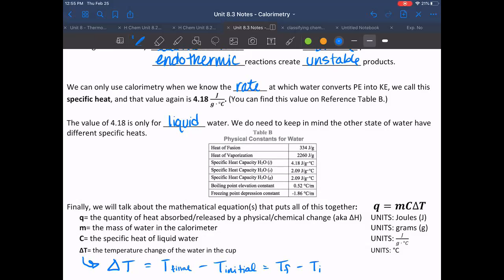One thing, you'll never have to really worry about C. C will always be 4.18. So it's really the Q, M, and the two T terms that we're going to be playing around with. So let's do some math.